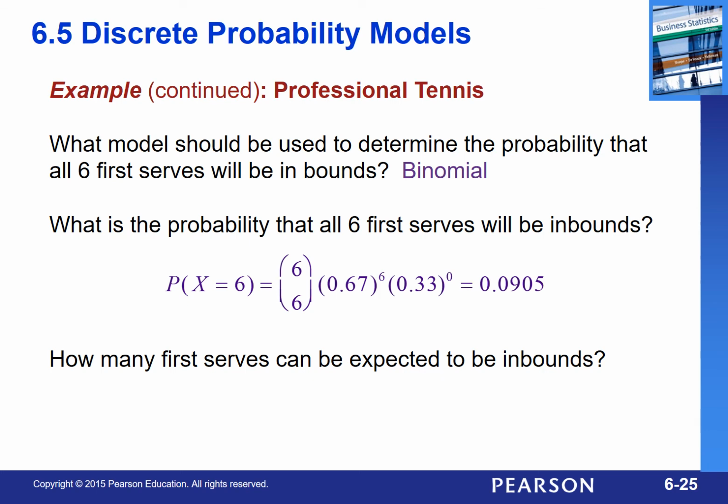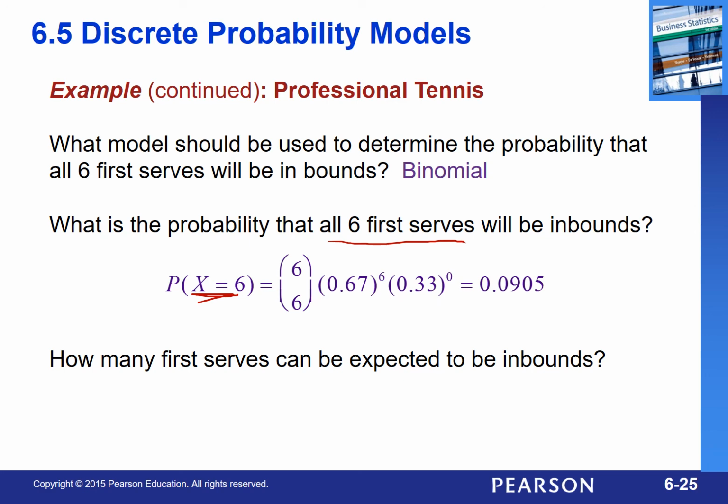Again, with Bernoulli, you're counting the number of successes in a certain number of trials. That's why it's x equals 6, not because it's 6 tries, but because we want to know he's successful all 6 serves. Anyway, here's what the model looks like. You can calculate that. Fun times.